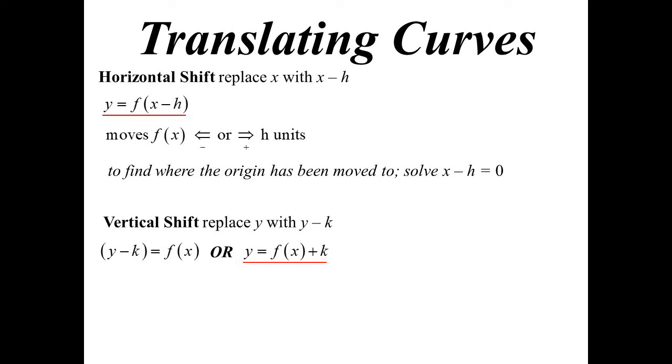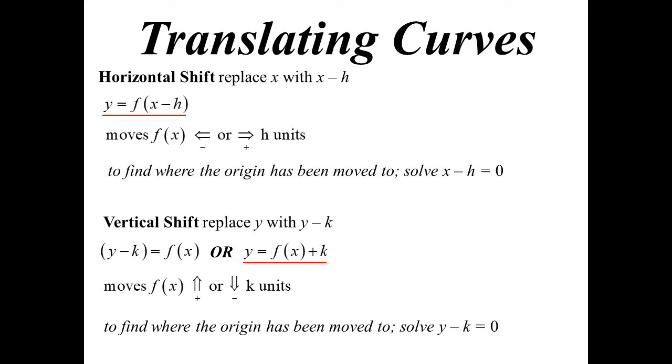So horizontal, well, it's the x coordinates that define horizontal. So the shift's grouped with the x value. And vertical, well, it's the y value that controls the vertical. So it's grouped with the y value. And again, if you're unsure, well then just solve y minus k equals 0 and that'll tell you where it's gone to. So something like this.